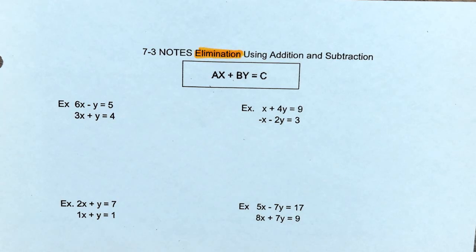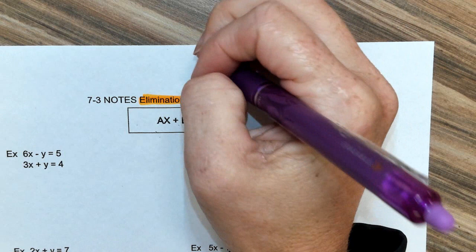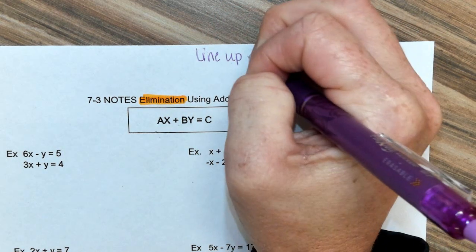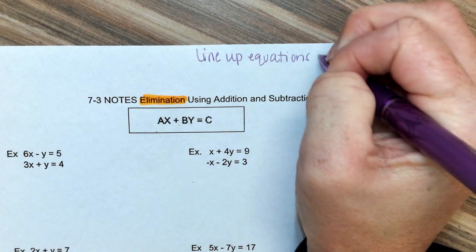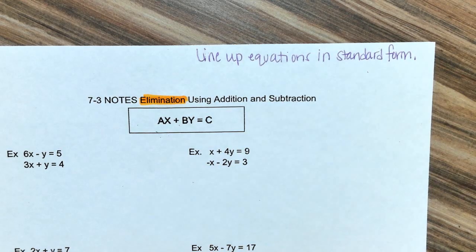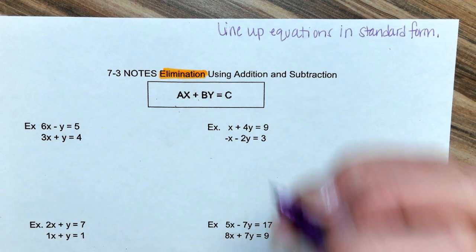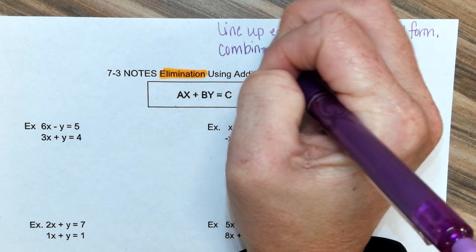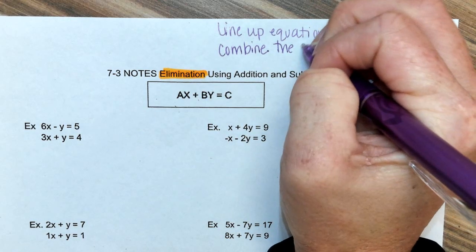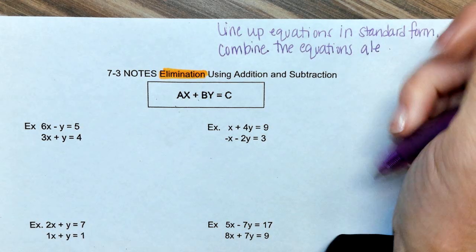All right, then you're going to line up your equations on top of each other. So we're going to write this to the top. You line up equations in standard form. So to do this method, you do not isolate a variable. You stack the equations in standard form. And then to eliminate, you will combine the equations and eliminate one of the variables.